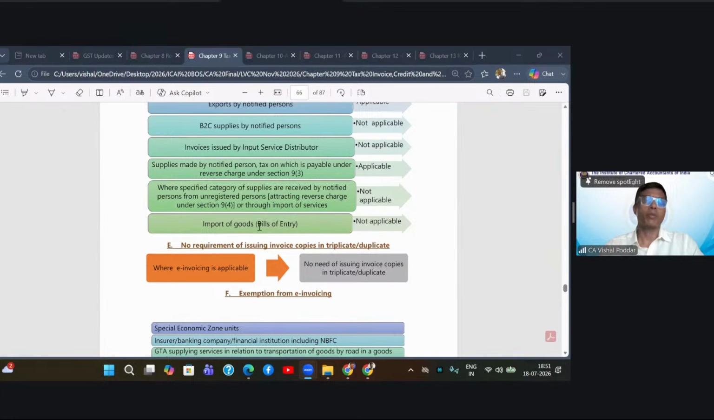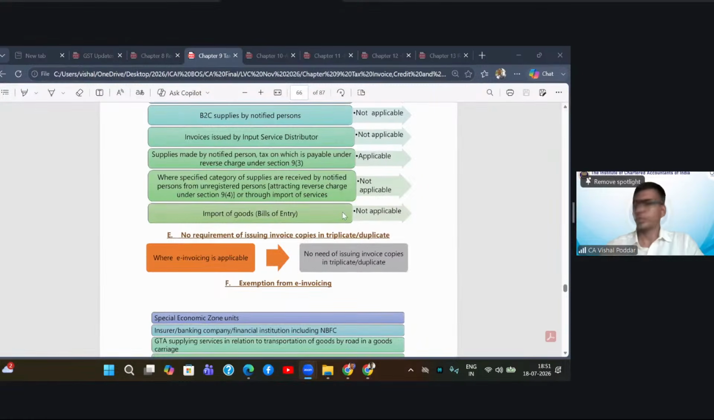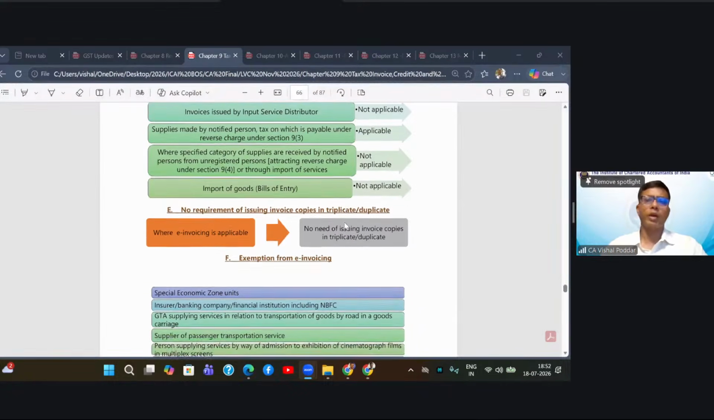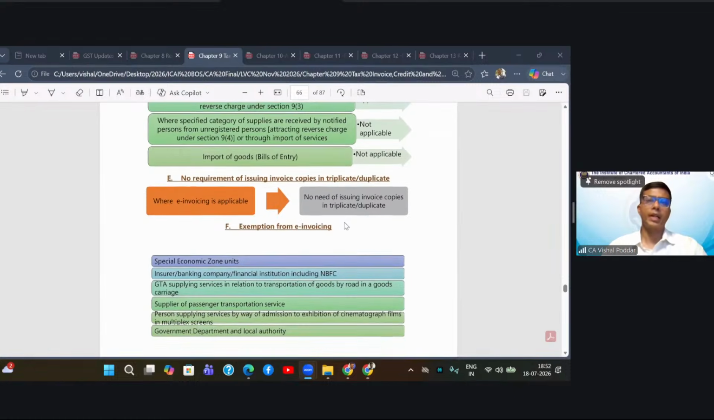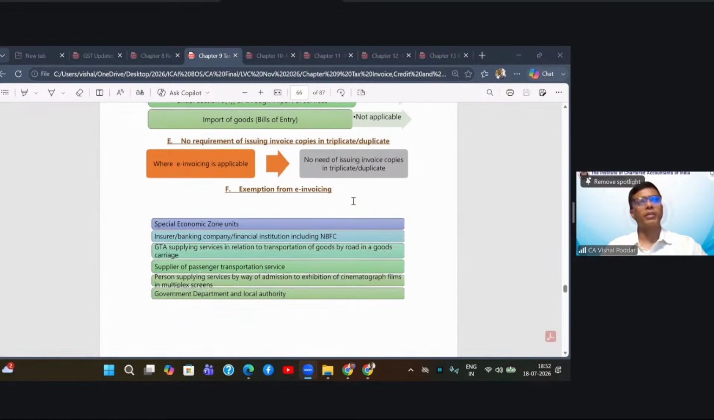Or it is a case of import of goods. You are not required to generate an invoice. In short, an invoice is required only on the outward side. So only for your outward transactions, you have to generate e-invoice. That also only for B2B. Now, interestingly, wherever e-invoice is applicable, there is no need to give 3 copies or 2 copies of the invoice because you generate that IRN which is now available on the portal. So anybody can check that particular e-invoice through the barcode that is generated.